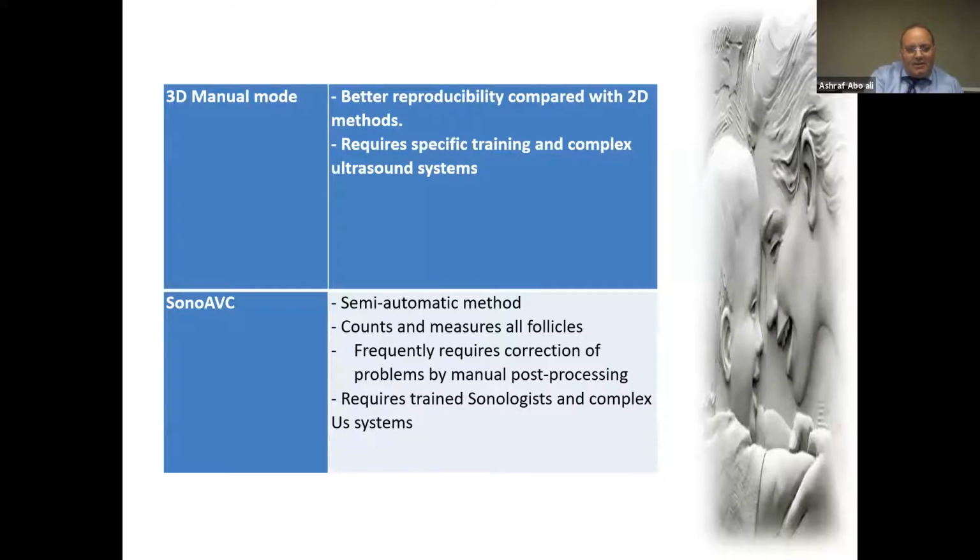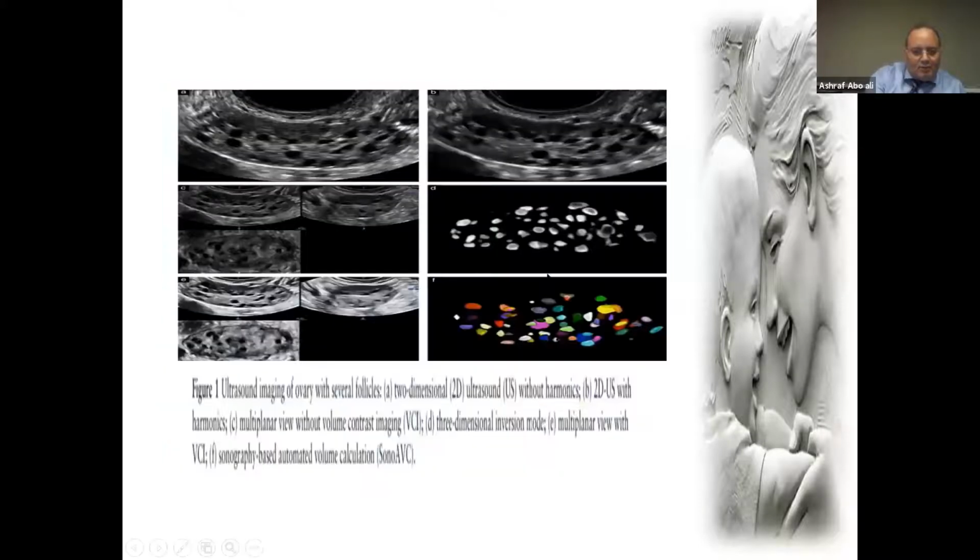The SonoAVC is a semi-automated method. It is present in the very brand new and expensive machines, and requires trained sonologists and a complex ultrasound system. Actually, it gives colors and sizes by colors and a table for the follicles. It may be beneficial in some patients who are extreme responders, to give a count in a report for the very high responder and the very low responder. And this is another mode which is called the render mode. And this is the coloring mode which is giving a table, and this is the 3-dimensional.